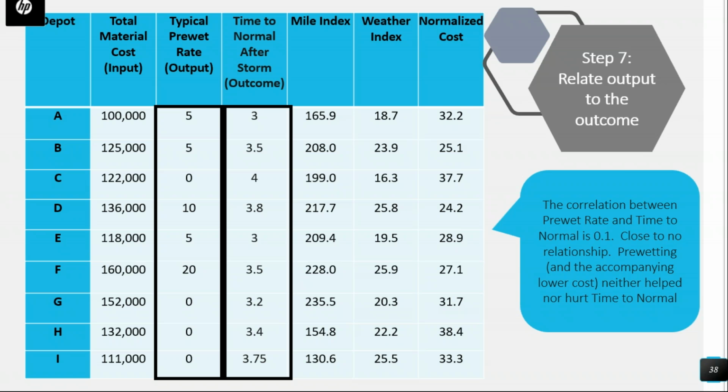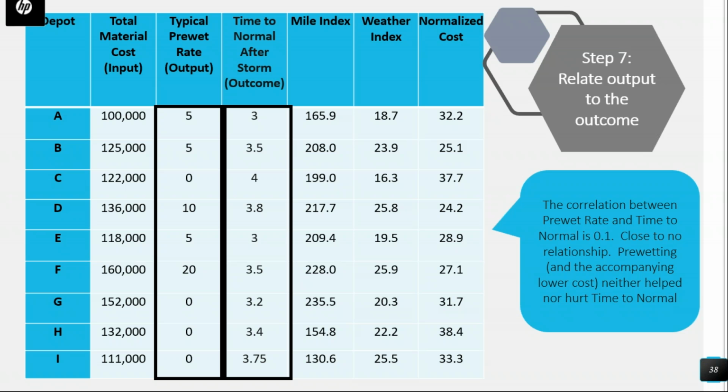So we have found, at least in this example, that pre-wetting does lead to a positive change, a good change in total material costs. But step 7 is relating that to the outcome. Someone can be fantastically frugal with their salt, frugal being a nice way of putting it, and not do anything out there and lead to great costs but terrible outcomes. But most of the time, just simply cutting costs is not what you want. You want to either maintain a certain level of service or maybe improve your level of service.